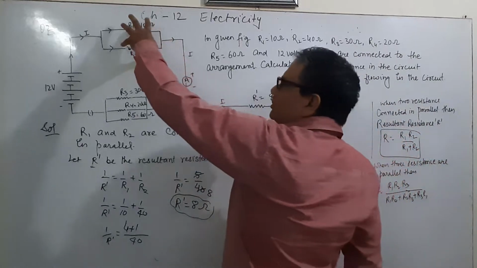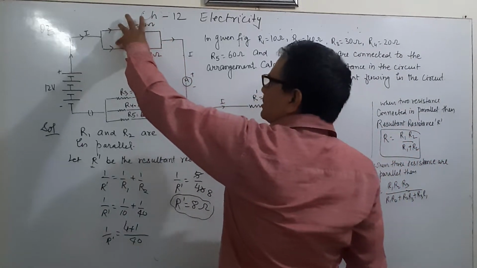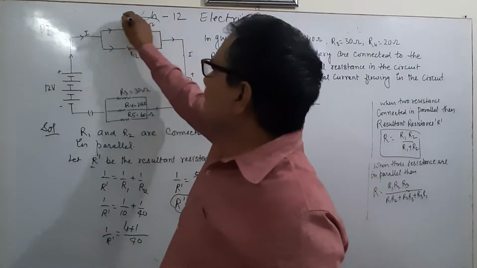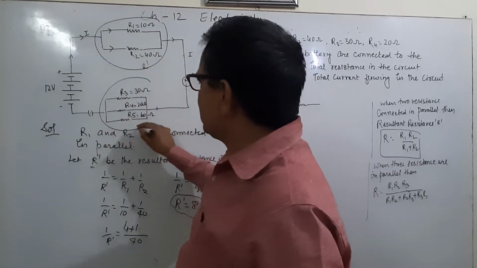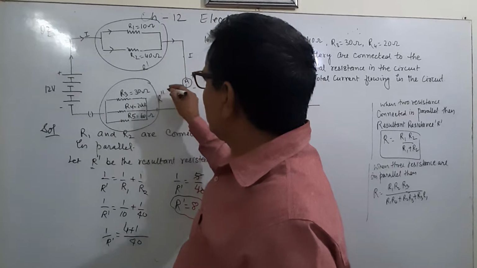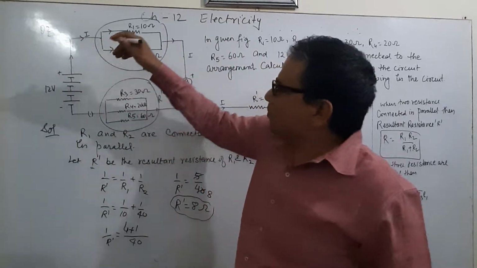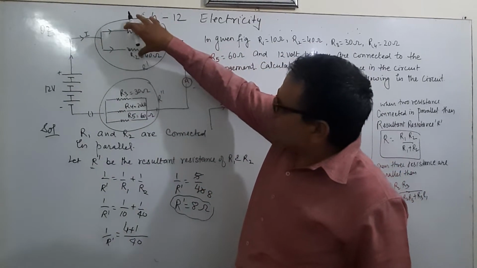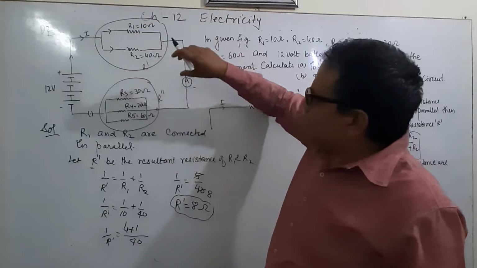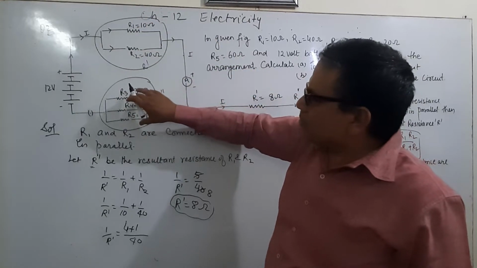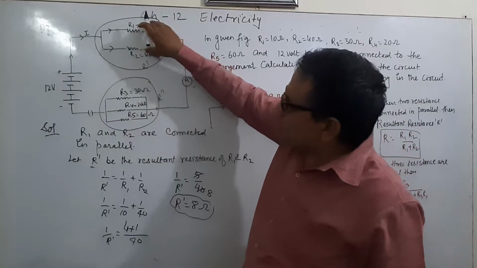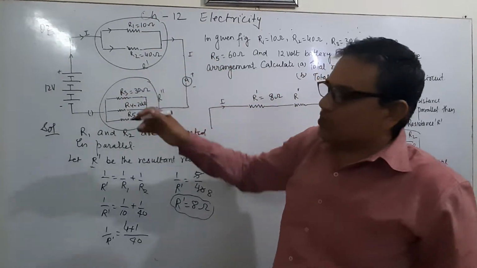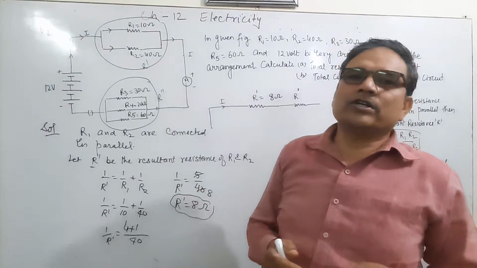It means the resultant resistance of this is R dash, and the resultant of this resistance is R double dash. So it means the current which is passing through these resistances and the current which passes through those resistances is same. It means the resultant of this resistance and the resultant of this resistance, they are connected in series.